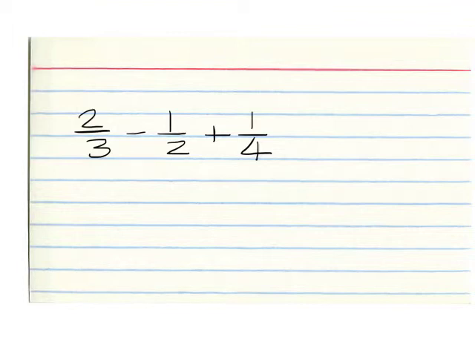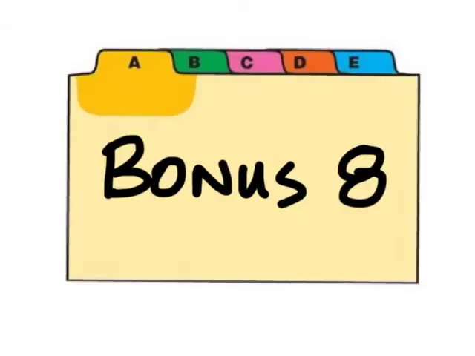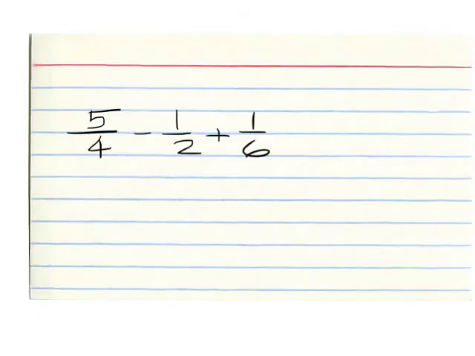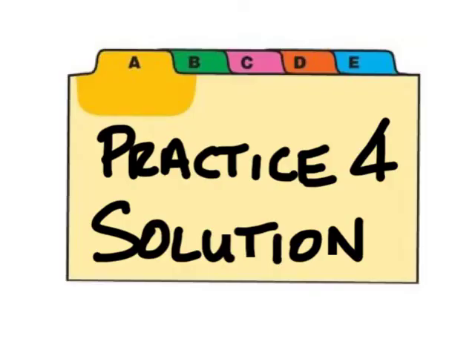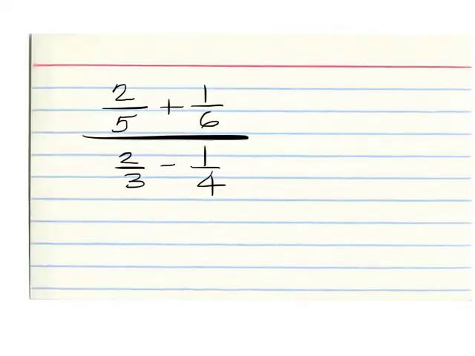Bonus 7. 2/3 minus 1/2 plus 1/4. Answer is 5 over 12. Bonus number 8. 5/4 minus 1/2 plus 1/6. Answer to the bonus should be 11 over 12. Practice 4 solution.